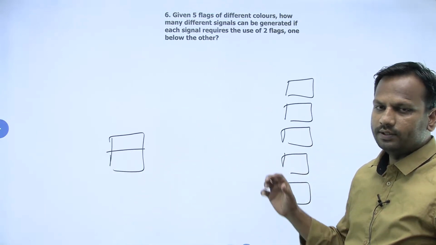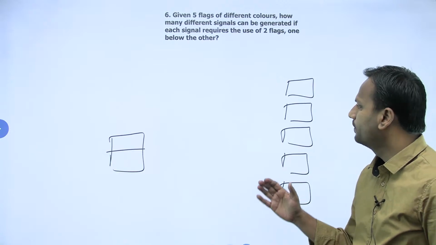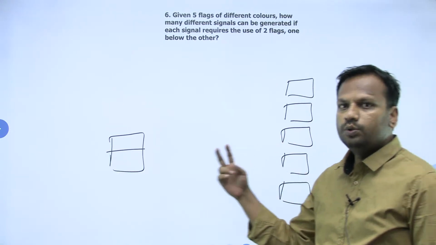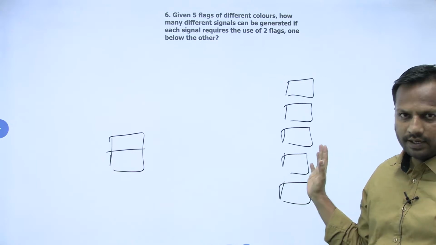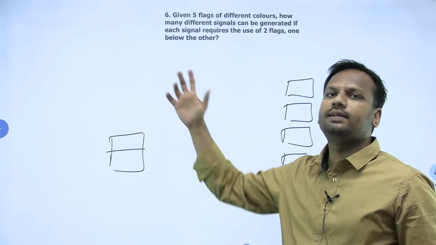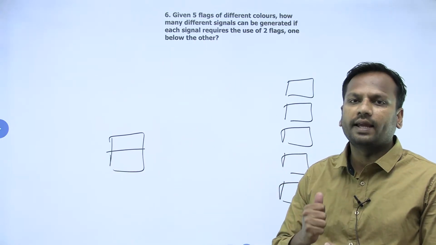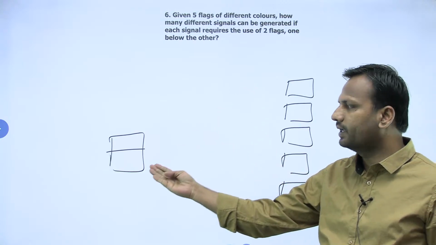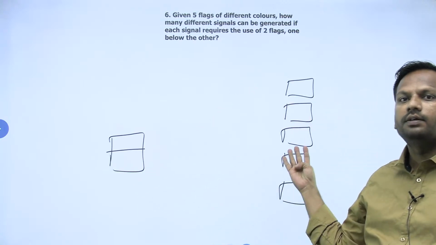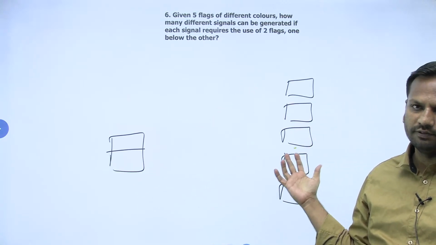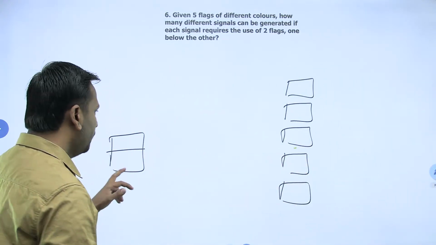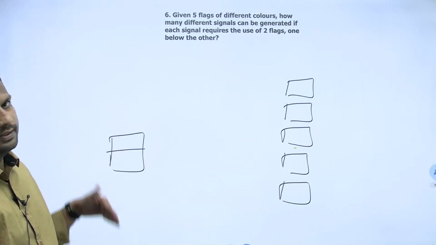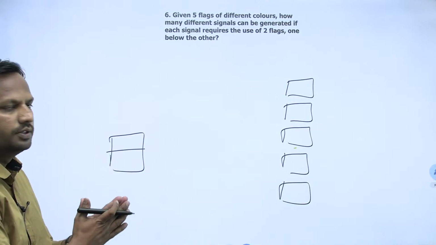What is the question? What are they saying here? I have to use 2 flags from 5 different flags to generate the signals. In how many ways can I generate the signals by taking 2 flags from the given 5 different colors of flags, right? So in how many ways can we generate here, students? Now you see, one below the other, one after the other, we have to generate the signals.